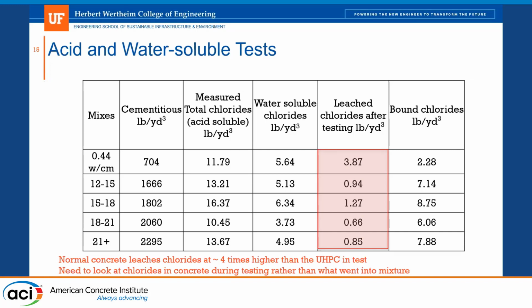And so the total chlorides required for corrosion was almost 25% higher for UHPC than normal concrete. And this could raise the DOT limit by 25%, from 0.4 pound per cubic yard to 0.5 pound per cubic yard.